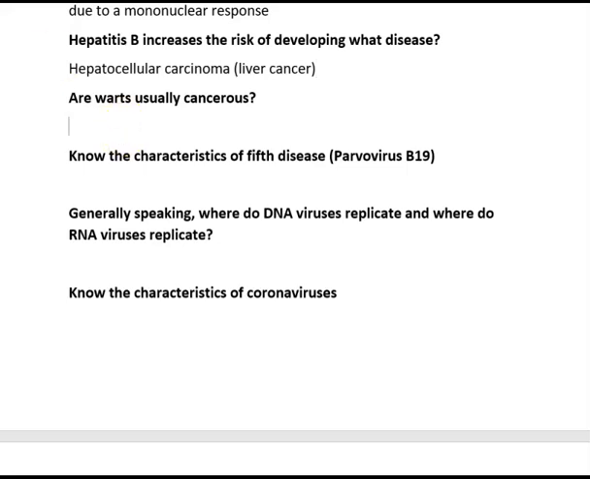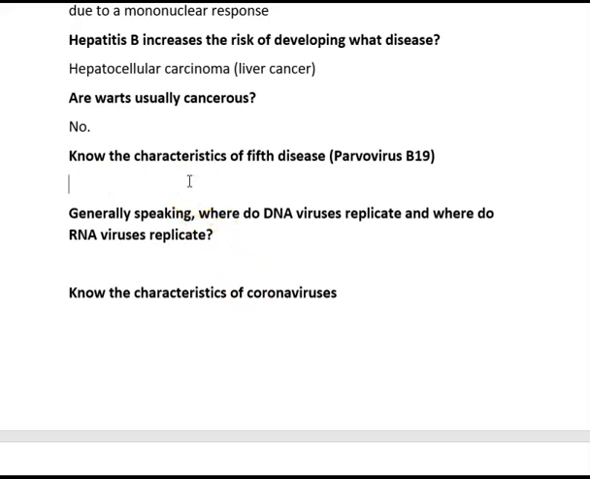Are warts usually cancerous? Remember, this has to do with human papillomavirus, the causative agent of warts, and also a primary causative agent of cervical cancer. And so there's over 100 strains of HPV, but the ones that cause warts are not usually cancerous.